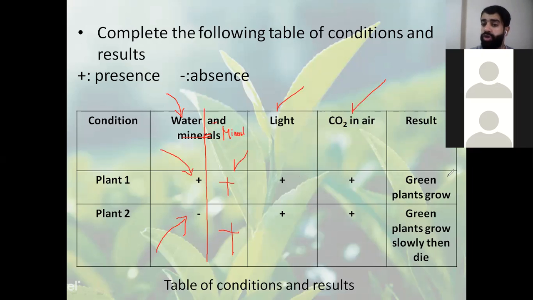So plant 1 grows normally. The green plants grow tall, grow green in color, and have normal growth. However, plant 2 lacks water. The word lack means that it doesn't contain. So from now on, you have to use this word, lacks. Lacking water means it doesn't contain water. So plant 2 lacks water. The green plant grows slowly and eventually will die.